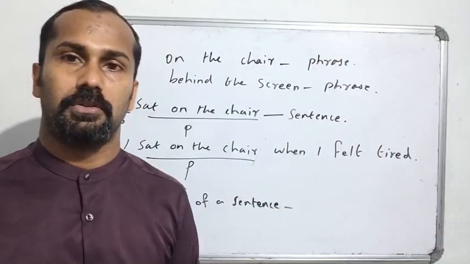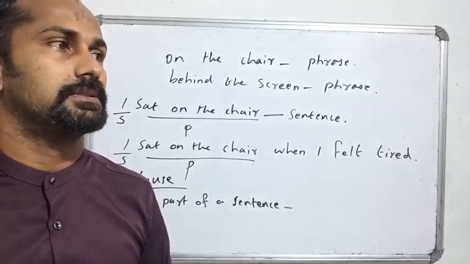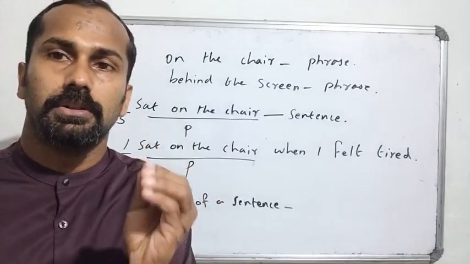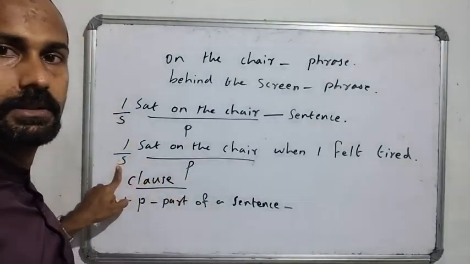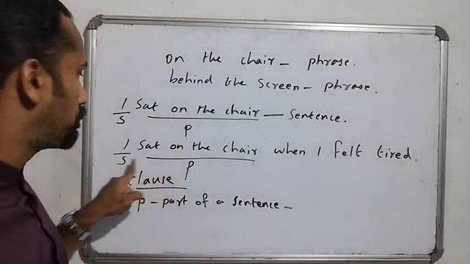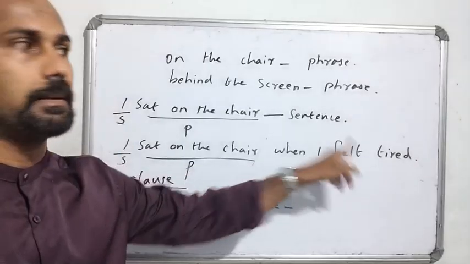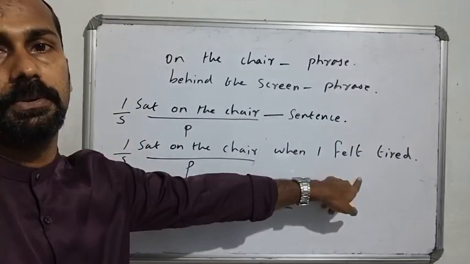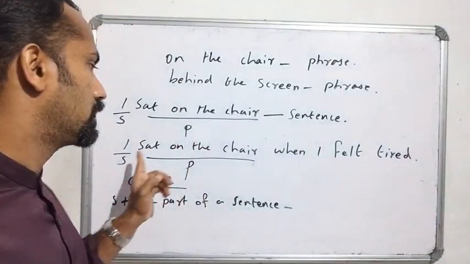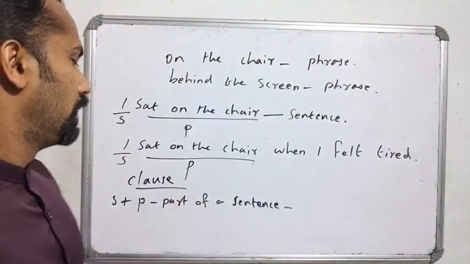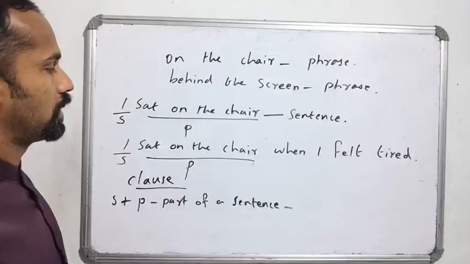So what is a clause? A clause is a group of words with a subject and predicate that is part of another sentence. Part of another sentence is very important. Clause is part of another sentence, with subject and predicate. That is what a clause is.